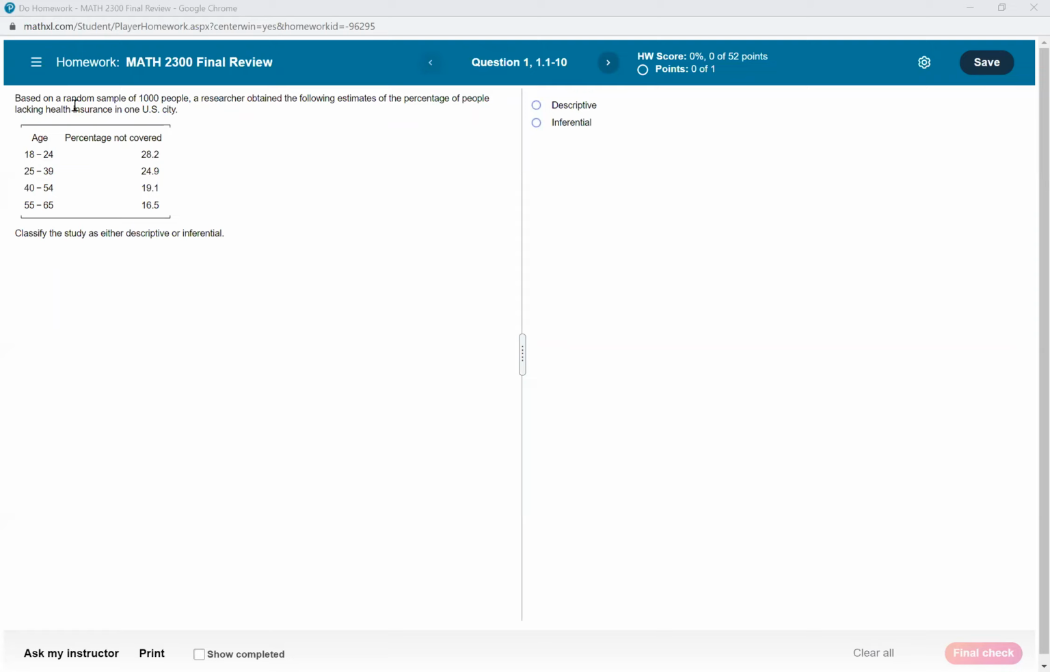Based on a random sample of 1,000 people, a researcher obtained the following estimates of the percentage of people lacking health insurance in one US city. So we have the age limit and percentage not covered. We need to classify the study as either descriptive or inferential statistics. So what do you think? Is it descriptive statistics or inferential?